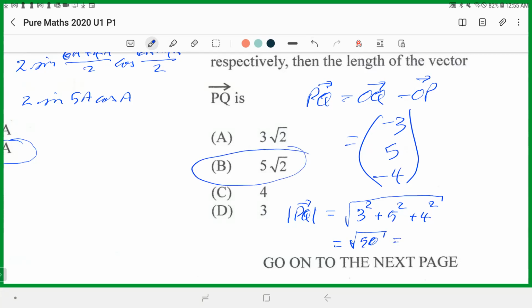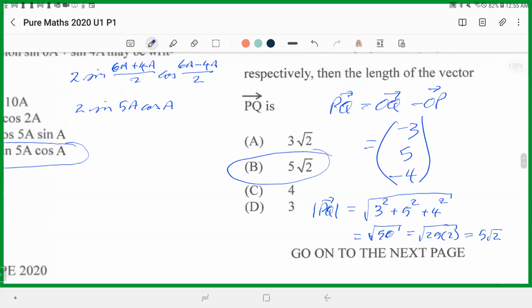Because it becomes root of 25 times 2. Root of 25 is 5. And so it is 5 root 2.